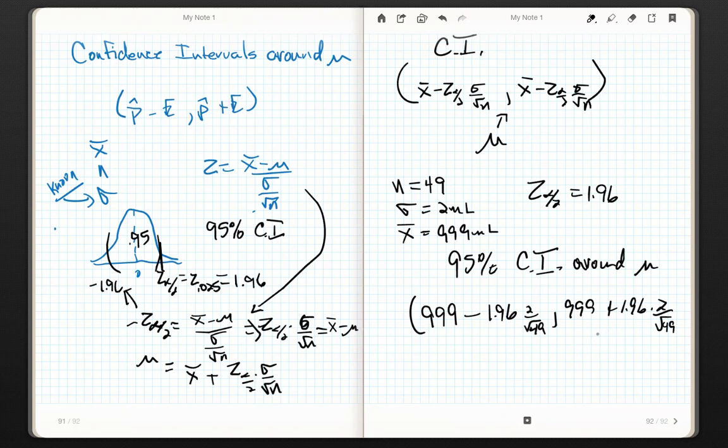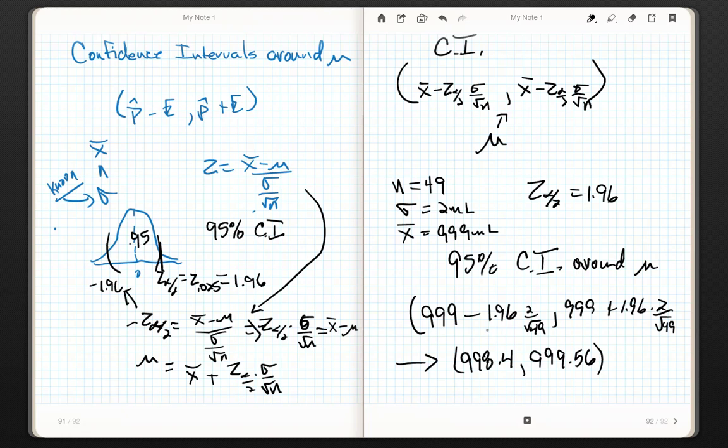And I'm going to take my handy dandy calculator and go 999 minus, and I'm simple country folk, and I see that 2 over root 49 is actually 2/7. So I'm going to go 1.96 times 2 divided by 7, and I end up with 998.4. And then I'm going to change my minus to a plus, and I end up with 999.56. Now, this right here is my confidence interval.